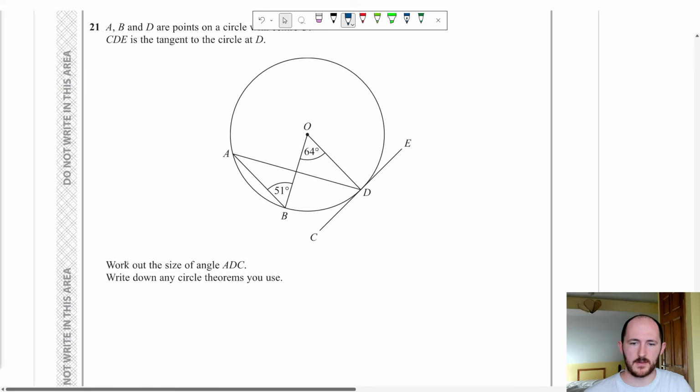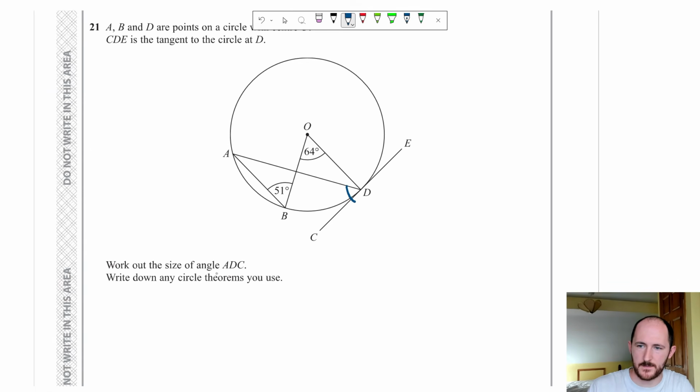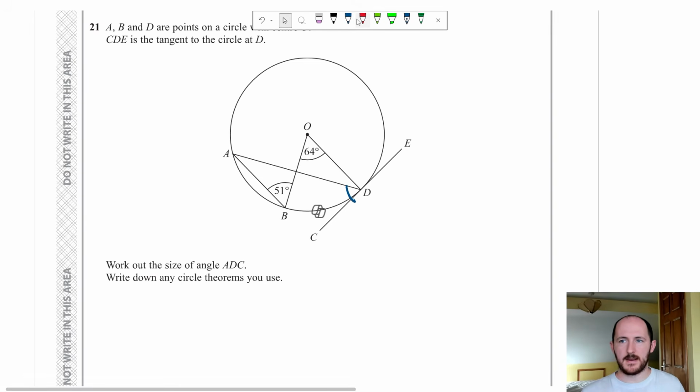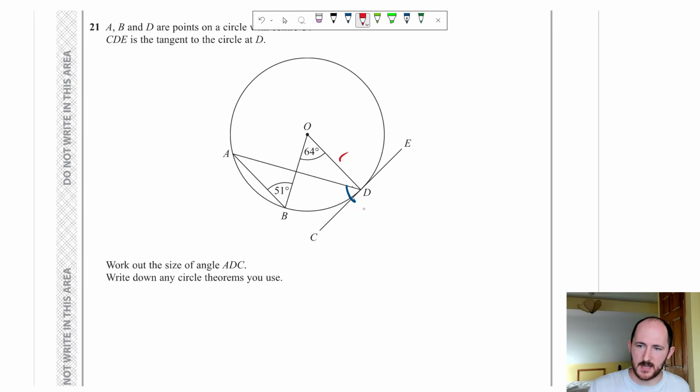Now the first thing I would do here is, it says work out the size of the angle ADC. So that's this angle here. Then I'd start labeling anything I know. Well, O to D is of course the radius. And we know that CD is a tangent, which means this entire angle is 90 degrees. So that gives me an idea of where I can start.